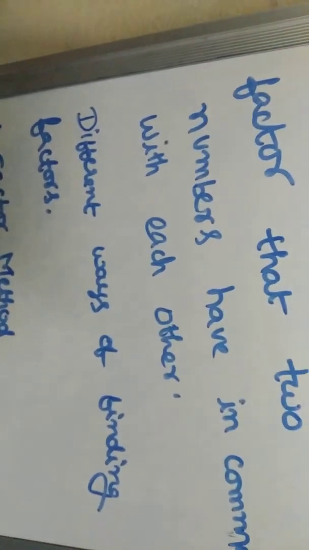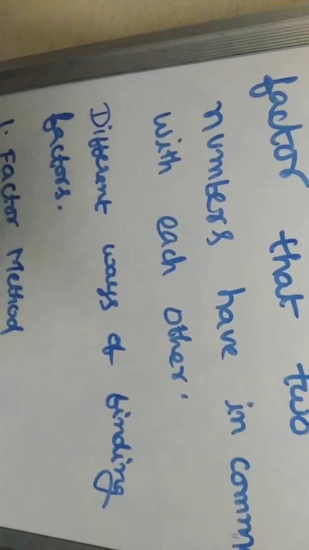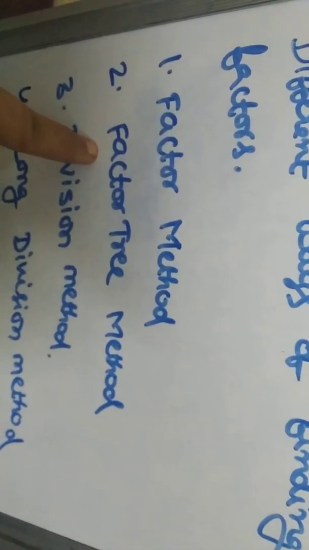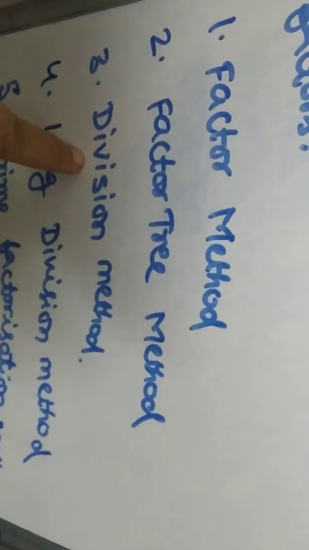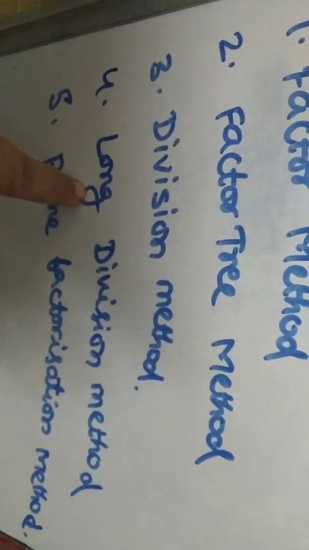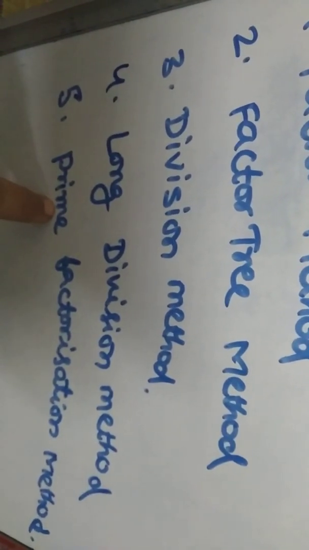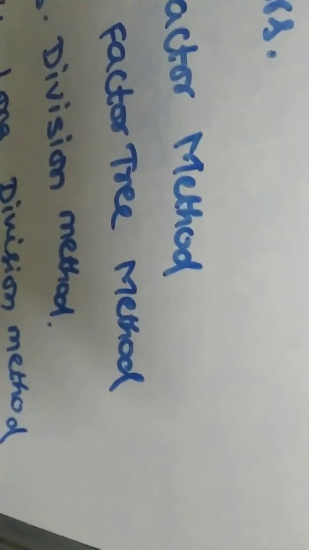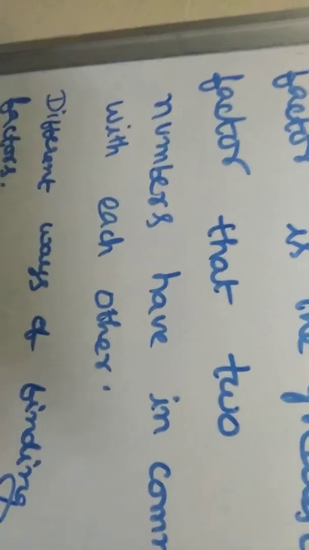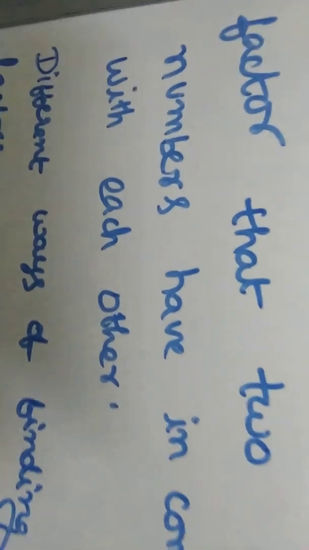HCF also can be found, like LCM only, in different ways of finding factors. First method is factor method, second method factor tree method, third one division method, fourth one long division method, fifth one prime factorization method. So in LCM means least common multiple, whereas here HCF means highest common factor, or you can call it a GCD, greatest common divisor. HCF has another name called greatest common divisor. Let us see the first method, factor method.